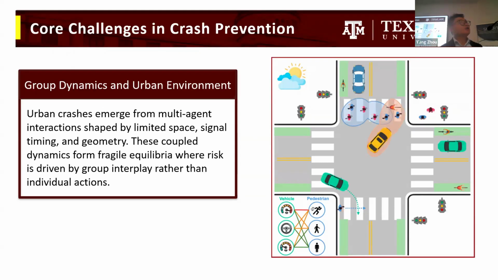And the third challenge is that there can be group dynamics, which means that there could be high-order graph dynamics among the pedestrians, vehicles, and environment, which makes the challenges very pronounced.